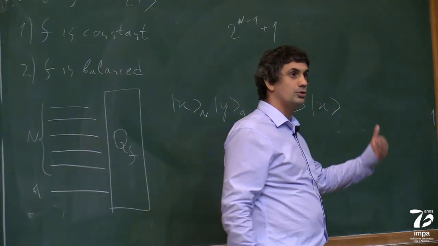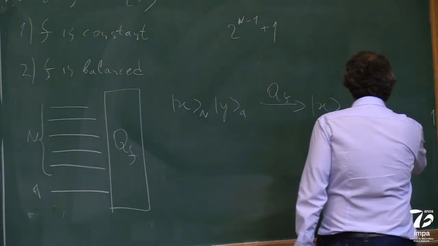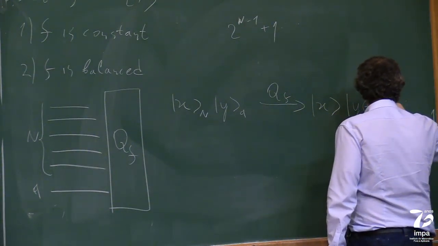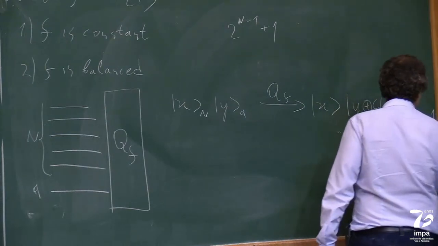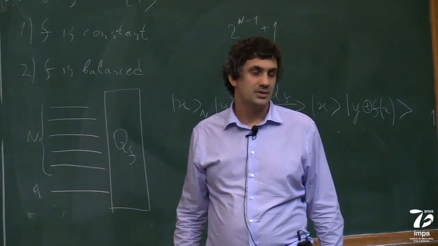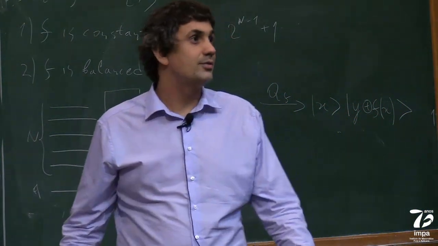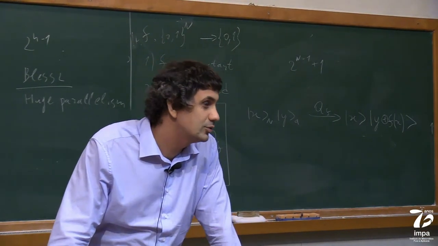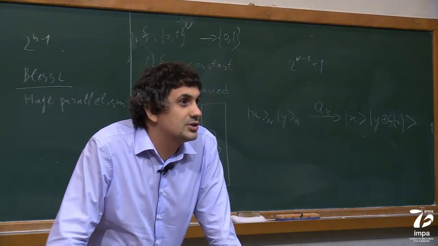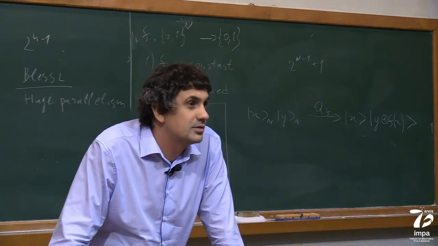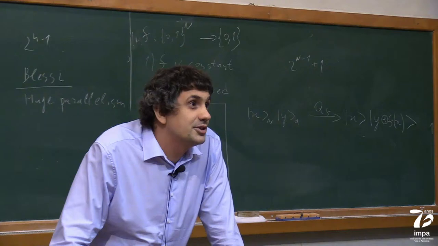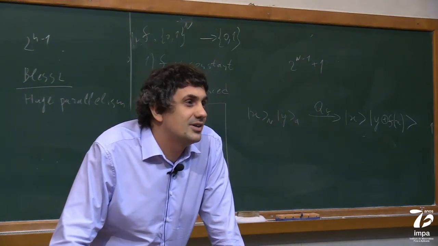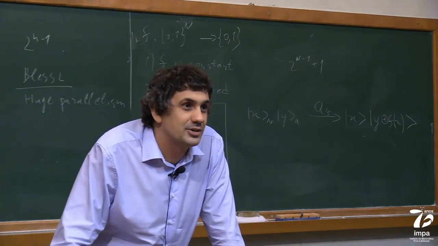I say that this vector will go by operator QF to the first coordinate x, which is not touched, and the second will be y plus f of x, a logical plus. And this is a reversible operator, because if you have two different inputs, you will have two different outputs. It sends a basis vector to a basis vector, so it's unitary, reversible, an eligible quantum operator.